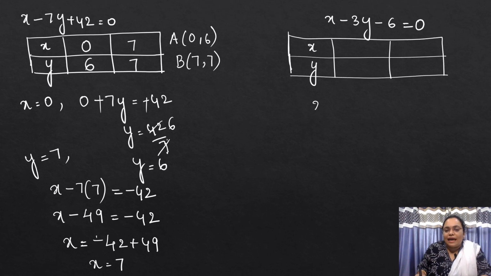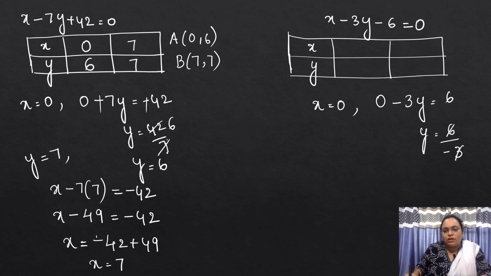If you take x is equal to 0, this becomes 0 minus 3y is equal to 6. Y is equal to 6 by minus 3, which is minus 2. So y is equal to minus 2. If you take x is equal to 0, you will get y is equal to minus 2.